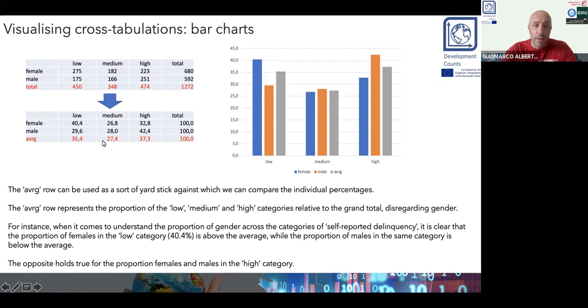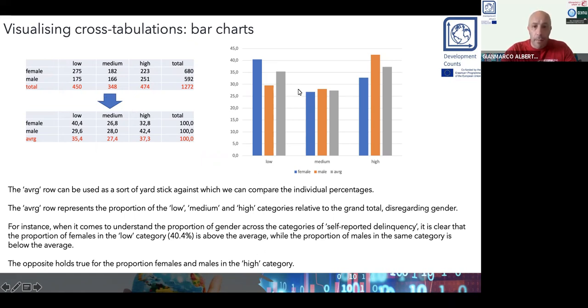So these average raw percentages are expressing what is the proportion of a low, medium, and high disregarding gender. And this is really useful when we want to interpret our data, because the average raw percentages represent a sort of yardstick, a sort of baseline to which we can compare the individual raw percentages.